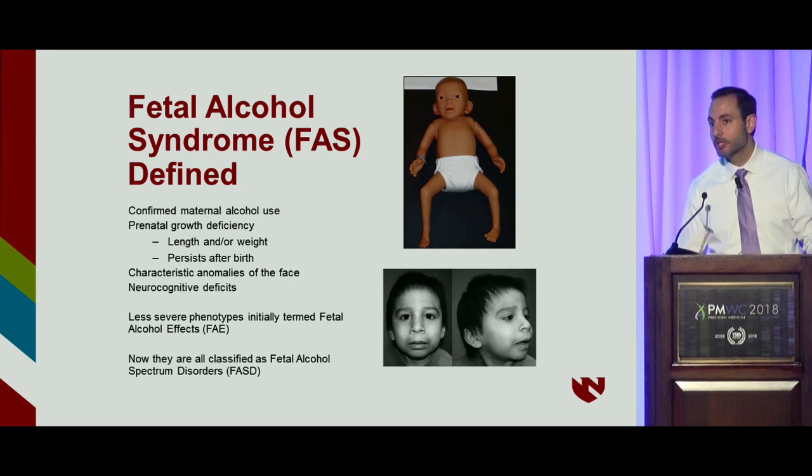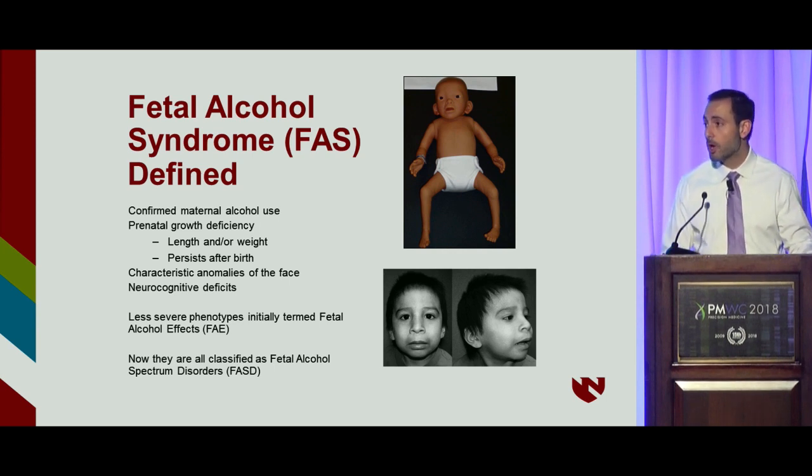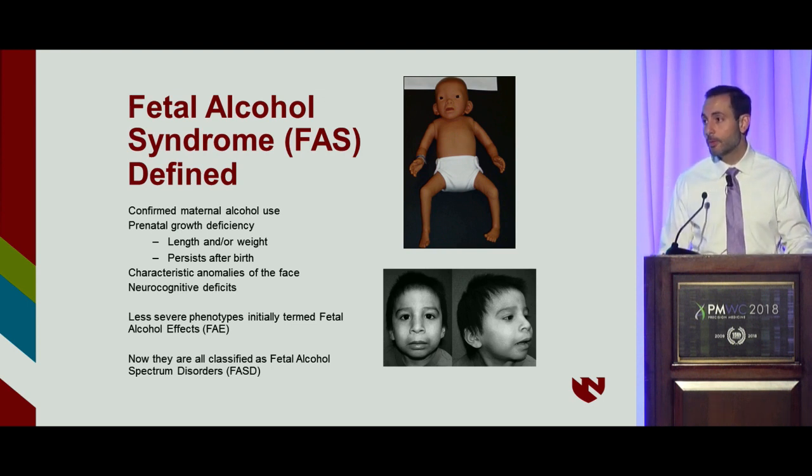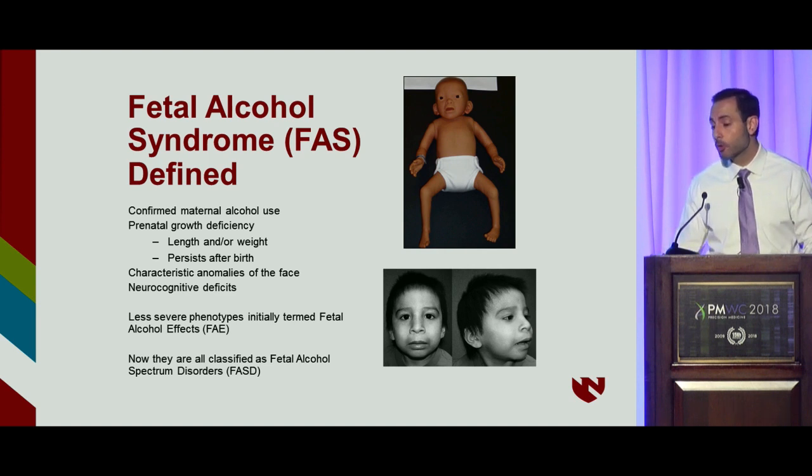As I mentioned, I'm particularly interested in teratogens, and one in particular is alcohol. I just want to give you a little bit of background on fetal alcohol syndrome so that you can understand the nature of the project that we did from here. FAS was first defined in the late 60s, early 70s as a particular pattern of malformation seen in women who consumed alcohol during pregnancy. And the features were pretty consistent.